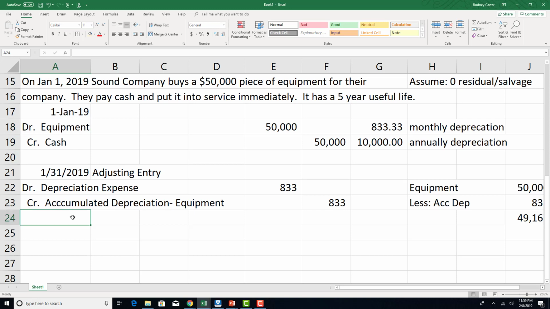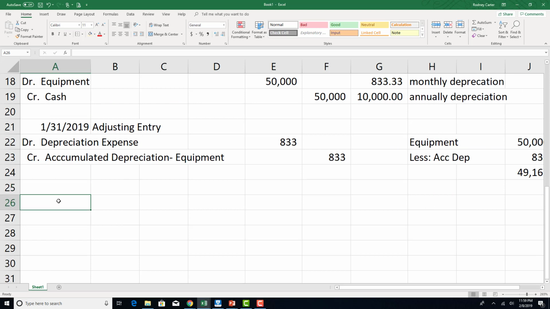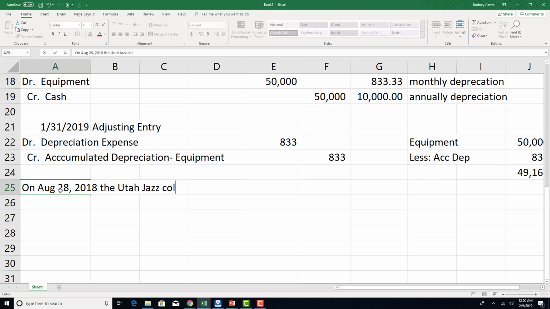There we go. Okay. On August 28th, 2018, the Utah Jazz, or no, let me actually change that. 28.